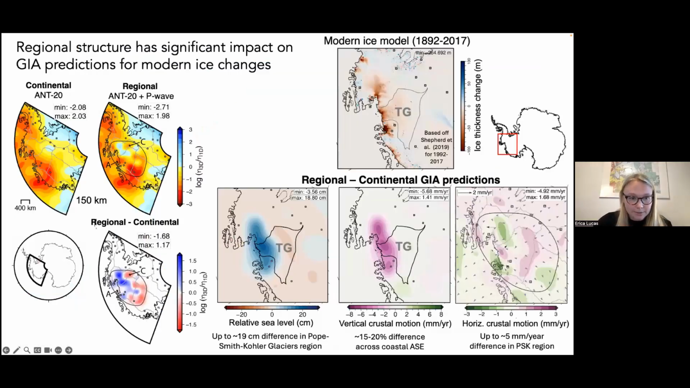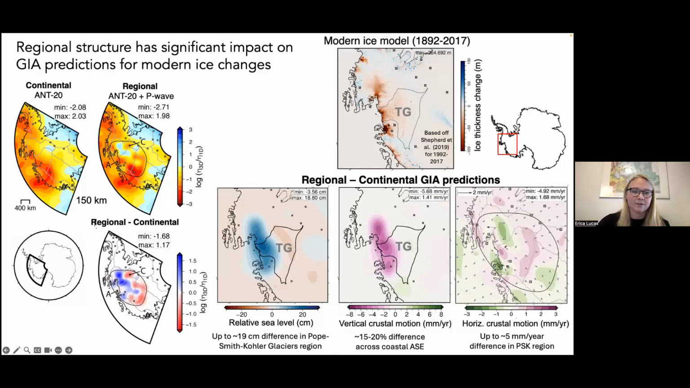So, okay, I'm finding that regional structure does have a pretty significant impact on GIA predictions for modern ice changes over the past 125 years. So here is the modern ice model. Again, Thwaites Glacier sits here. So this is the Amundsen Sea Embayment region in this area. Pine Island Glacier is here.